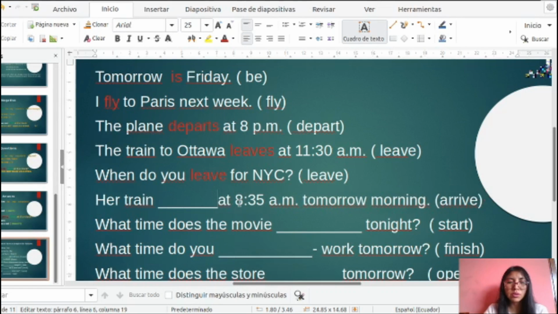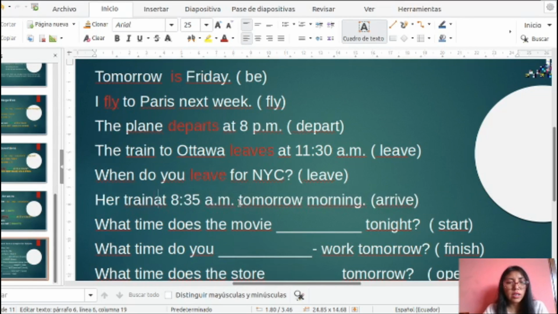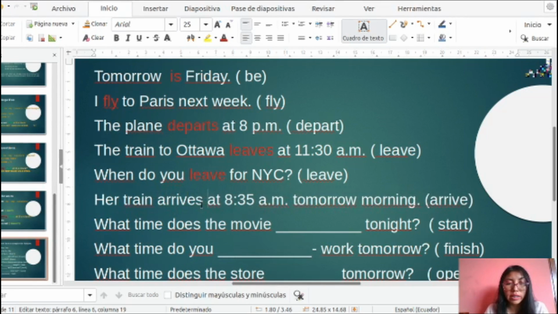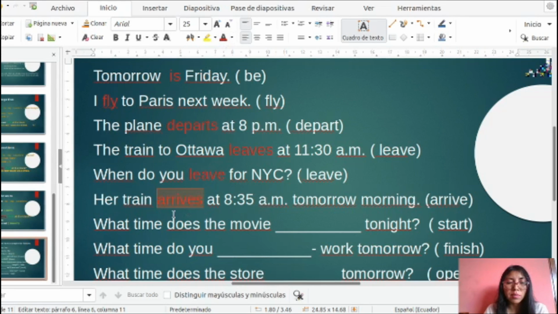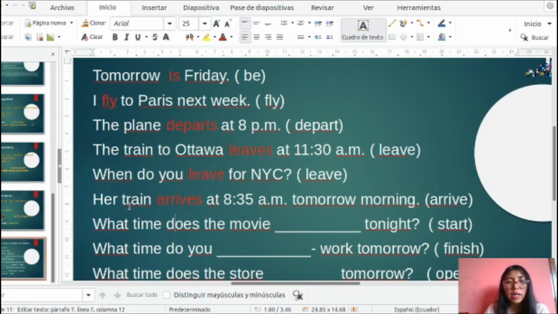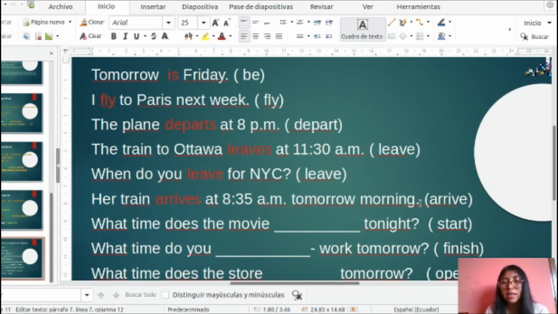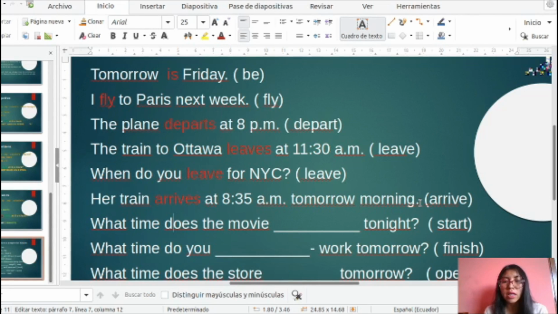Okay, I am going to do the last. Okay, her train arrives. Okay, that is the same. I am using an extra s because I am speaking about the train, that is third singular person. Her train arrives at 8:35 a.m. tomorrow in the morning. Okay, in that case that is the same. I am speaking about a schedule, that is a specific point in the future.